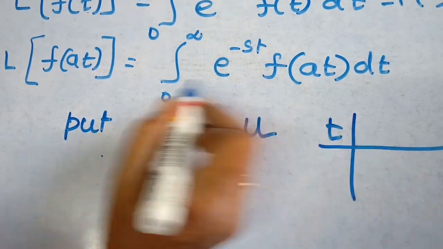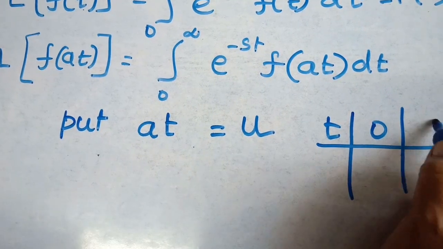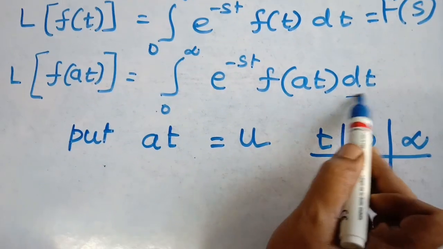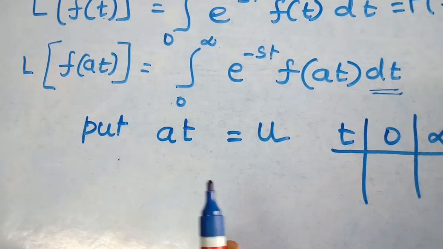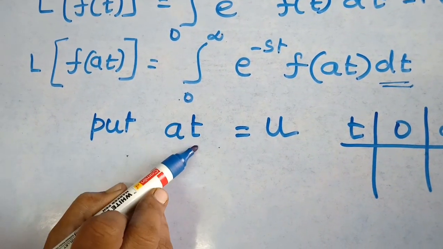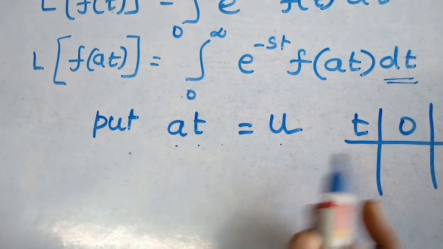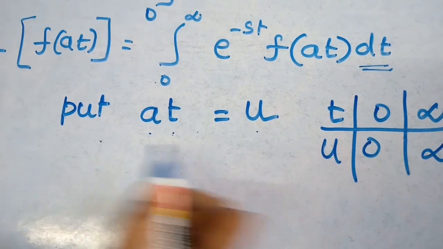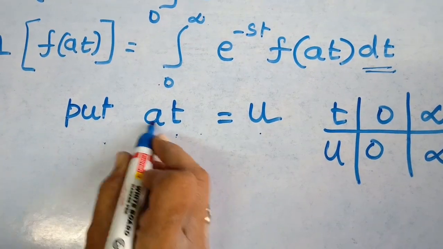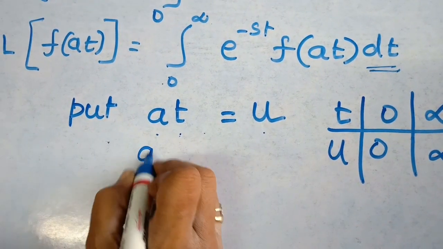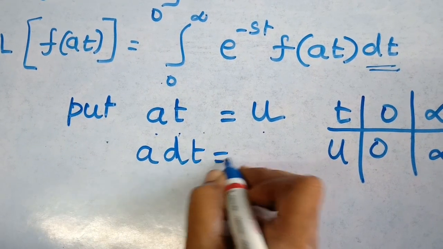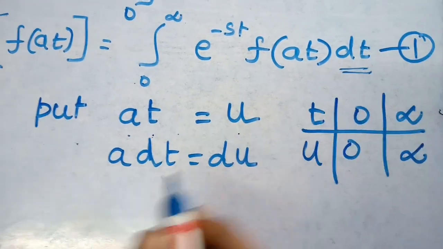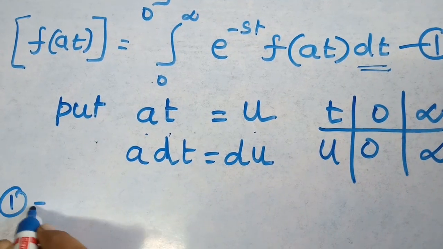Now t varies from 0 to infinity. Let me see the limit. The variation of t is 0 to infinity. Once you put t is 0, a into 0 is u, so u is also 0. When t takes infinity, u is also infinity. So the limit remains the same. Differentiating on both sides, you get a dt is du. So let me name this equation 1.